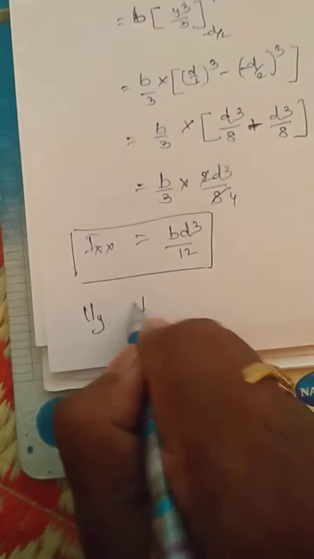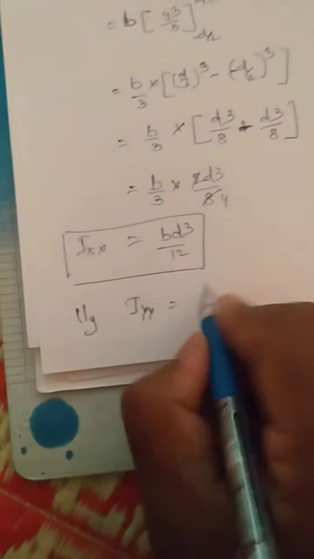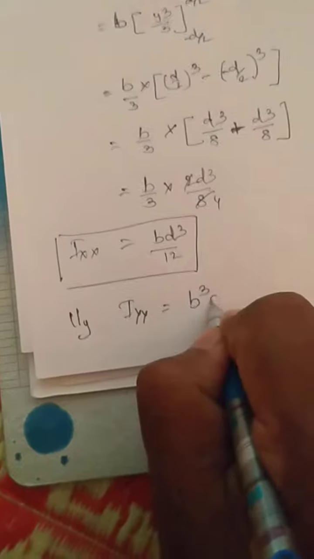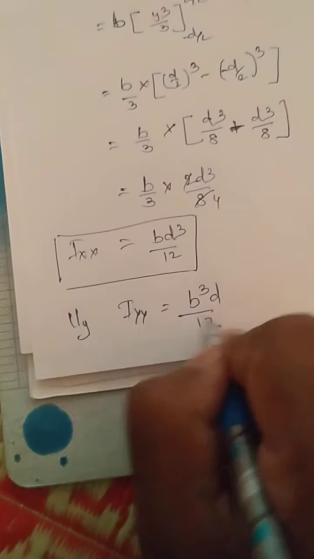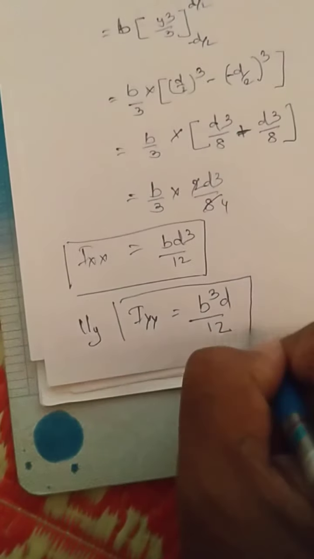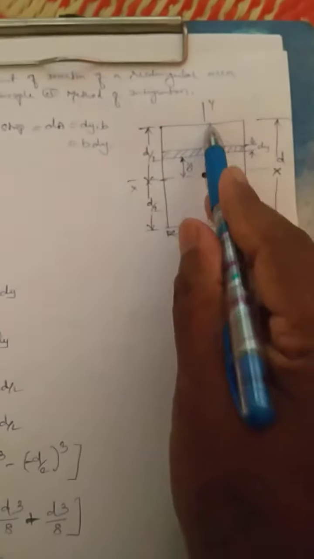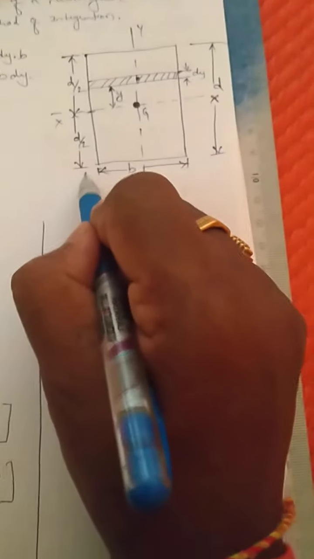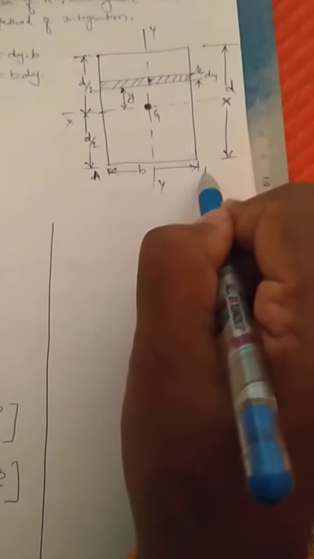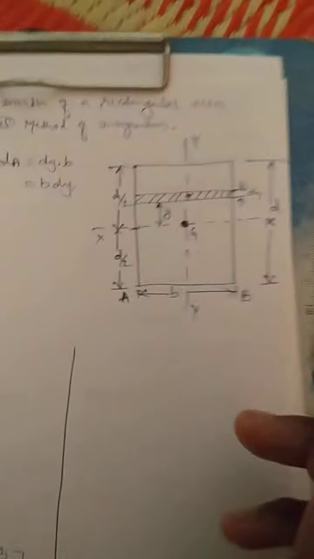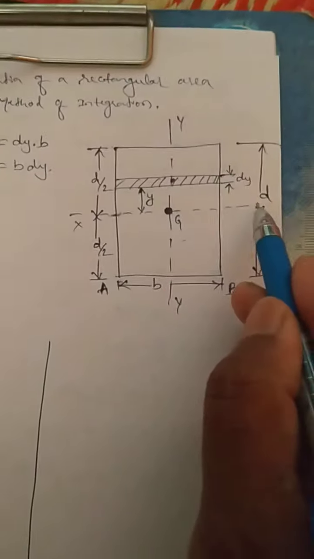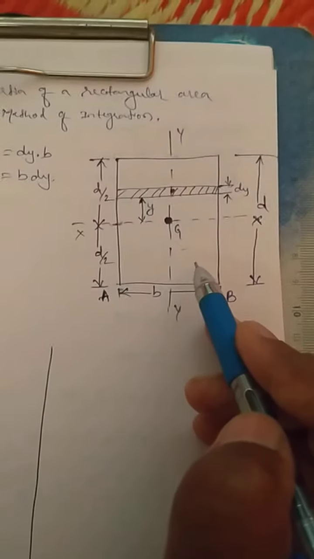Similarly, Iyy is given by b cube d by 12. Now look here, we got the moment of inertia about Ixx as well as Iyy. If you want to write the moment of inertia about the base, let's say AB, about the base: about the central axis the formula is bd cube by 12, and about the y axis it is b cube d by 12.